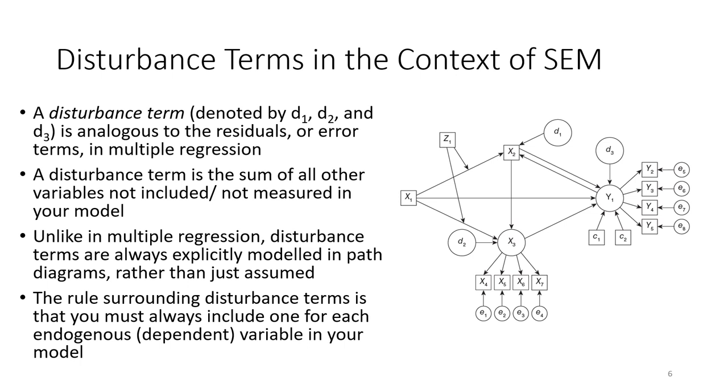So as I said, unlike in multiple regression, disturbance paths always have to be explicitly modeled in path diagrams. They can't just be assumed or sort of hanging out in the background. And as I also said, the general rule here is that a disturbance term is needed anytime you have an endogenous dependent variable in your model. And again, whether that variable is a latent variable or an observable variable, you still need to explicitly model the disturbance term.